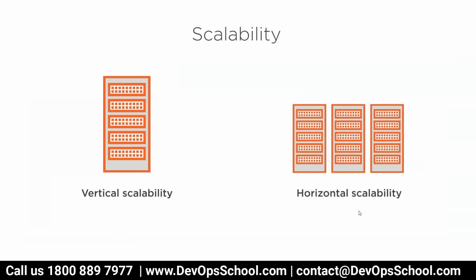Vertical means you have one host and, let's say earlier you were running one container, now you are running five containers. Horizontal scaling means you are adding a node, an extra node actually, so that is horizontal scalability.